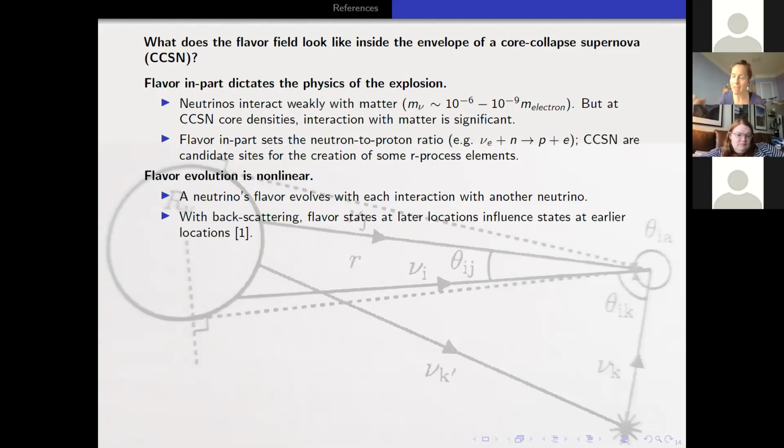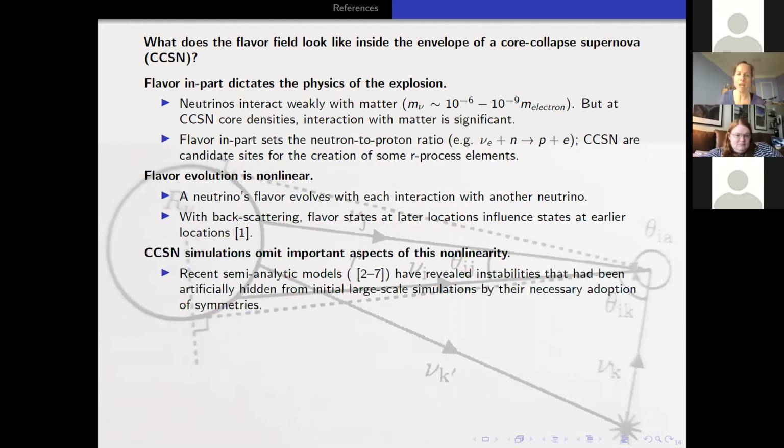smoothly. There's backscattering, there's direction changing, energy changing backscattering, whereby flavor states at later or larger radii can impact flavor states at shorter radii. So it's a fiercely nonlinear beast, and current simulations of supernova, I'm gonna gloss over these next few bullets because I'm going a little bit long here. But current simulations omit very important aspects of this nonlinearity, due in large part to the complexity of these codes.